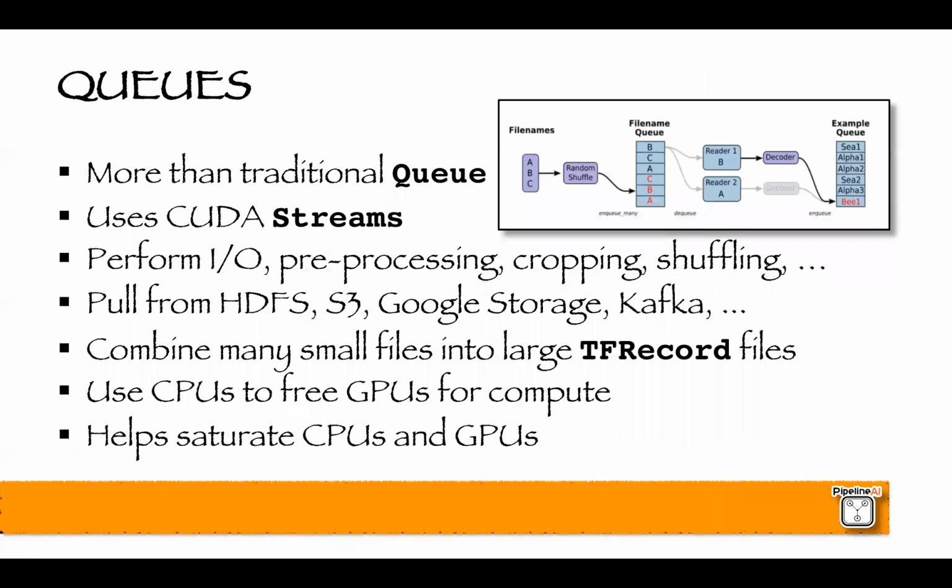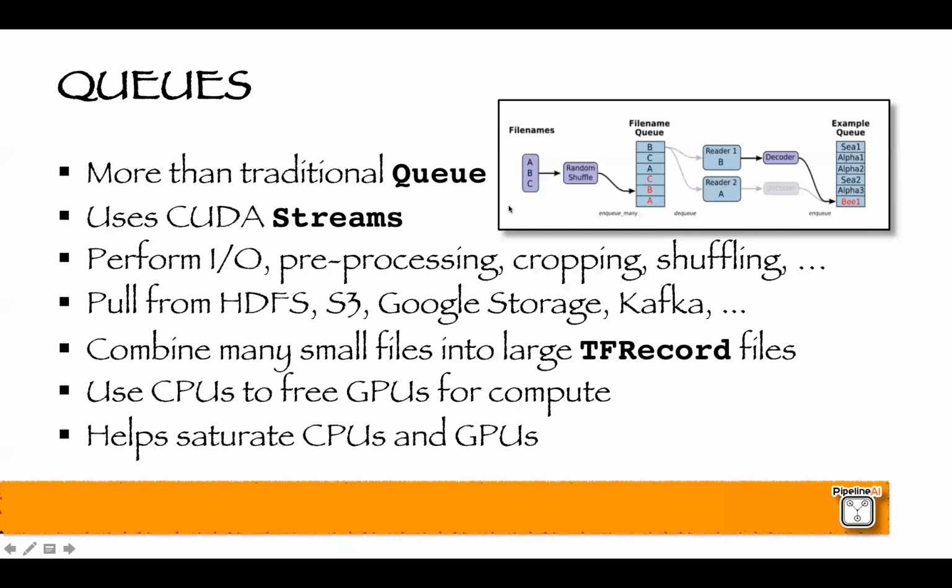Okay, so queues, I'm not going to talk too much about these because I think dataset's where it's at, but these are definitely using CUDA streams. Here's what I was talking about before. You have files on disk, then you randomly shuffle them so that we don't learn the order. They're then presented. There's a lot of stuff going on here, and this queue is where my TensorFlow code would pull from.